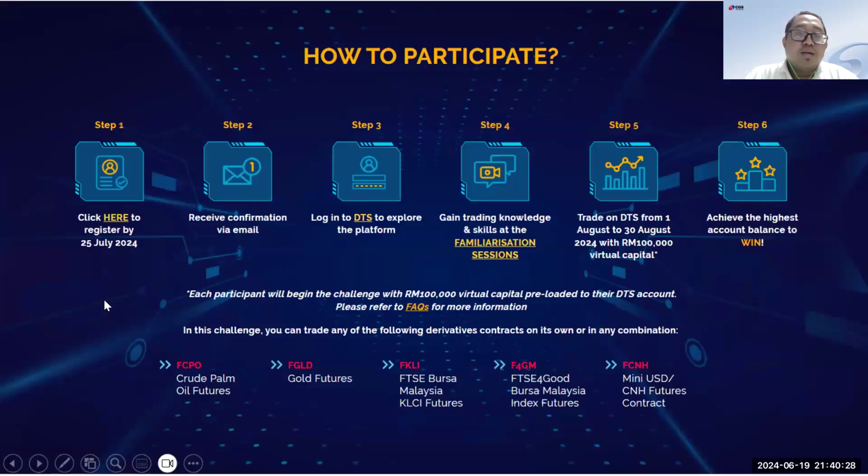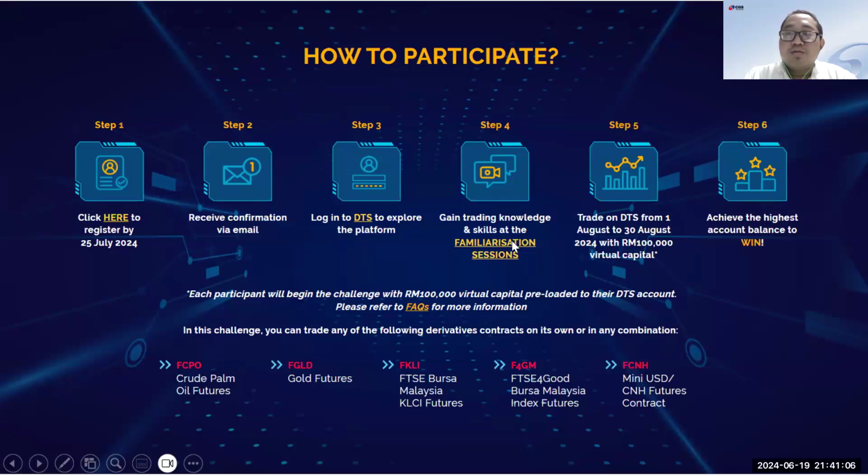So this is how you can register for this challenge. Currently you already can register. You just go to the Bursa Marketplace. When you go to the Bursa Marketplace, you can register. Once you register, you will receive the confirmation via email. Then after you receive the confirmation, you can start to explore the trading platform using the DTS and start playing around and also try to test your strategy.